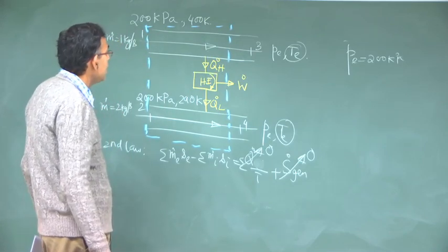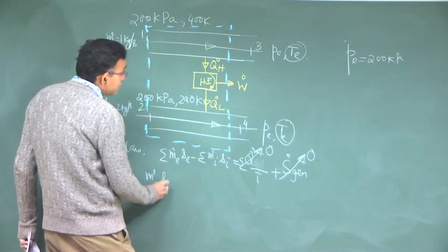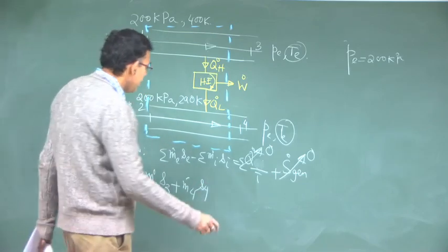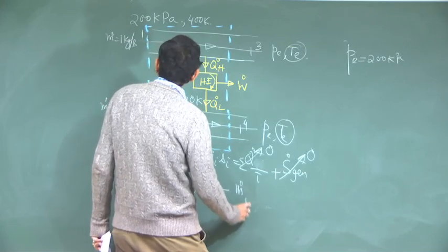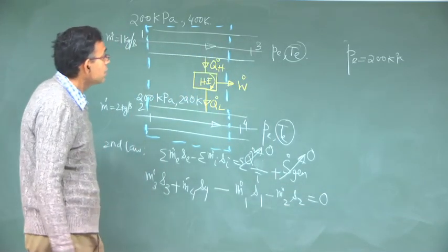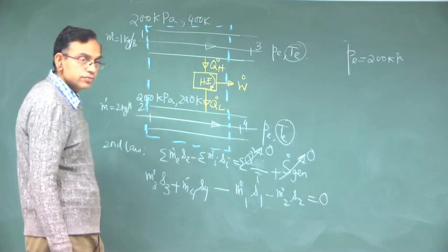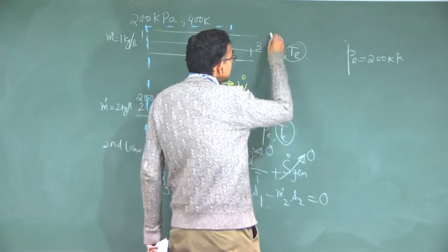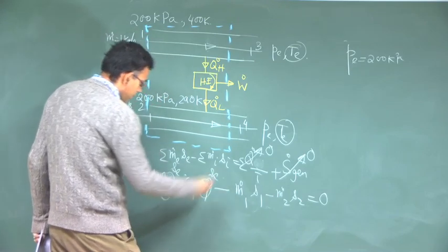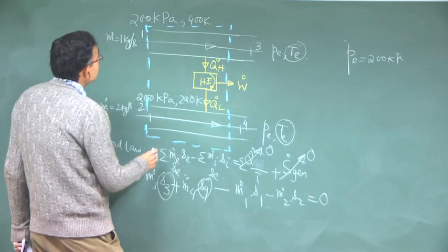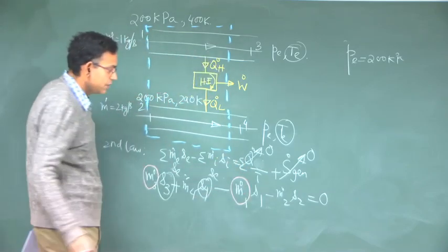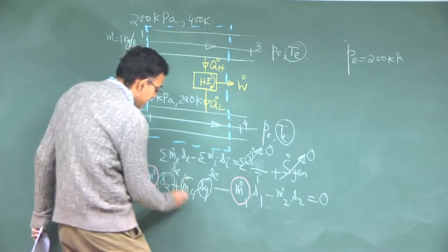So summation of m dot e s e is m dot 3 s 3 plus m dot 4 s 4, and summation of m dot i s i is m dot 1 s 1 plus m dot 2 s 2. And s 3 is equal to s 4, because state 3 and state 4 are at the same uniform state. So s 3 is equal to s e, s 4 is equal to s e. And m dot 3 is the same as m dot 1, that is the same stream. Similarly, m dot 2 and m dot 4 are the same.